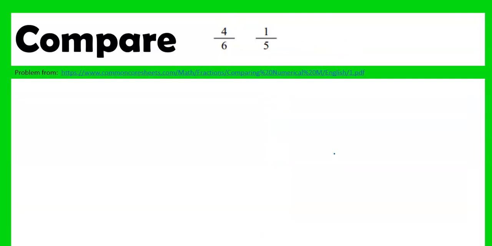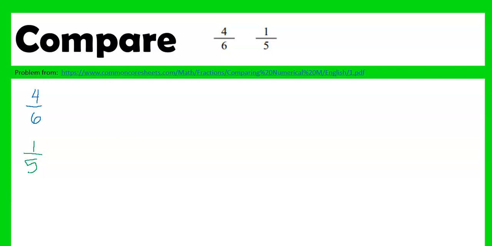Okay, let's work on this one. We're comparing the fractions 4/6 to 1/5. To compare these fractions in today's video, we want to get the same denominator. You can see that my denominator in the first fraction is 6, and my denominator in the second fraction is 5. So I have to get the same number on the bottom. To do that, I'm going to look for a number that both 6 and 5 are divisible by.